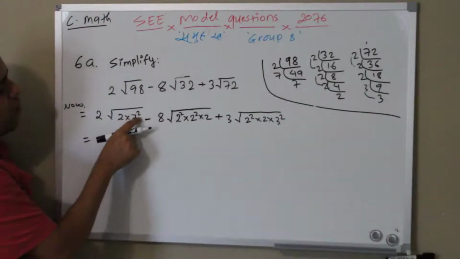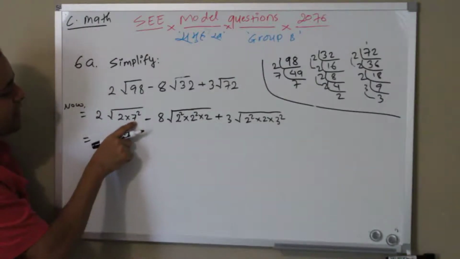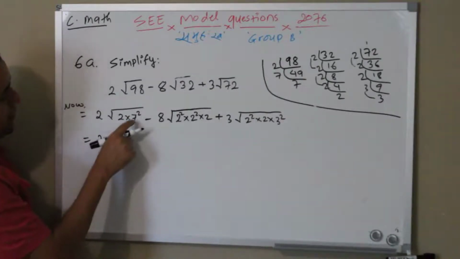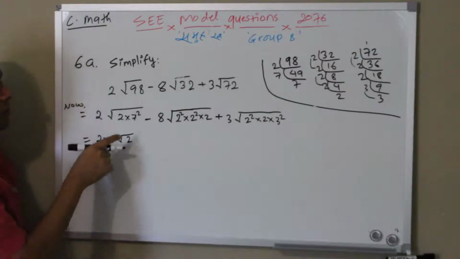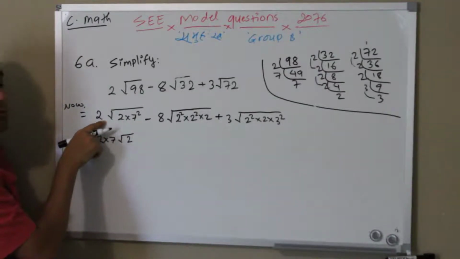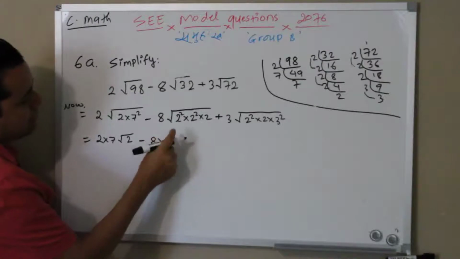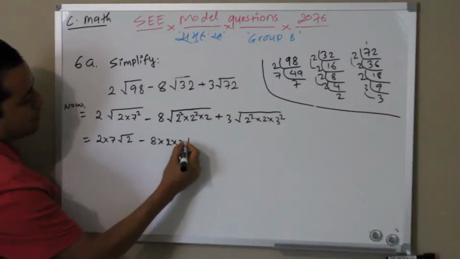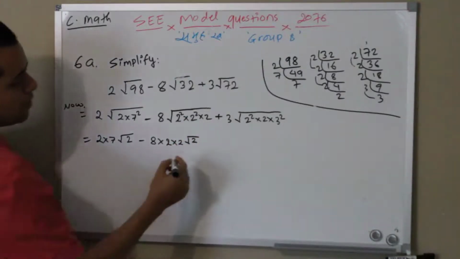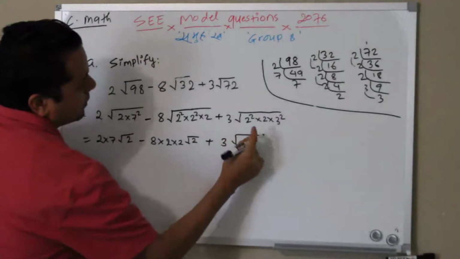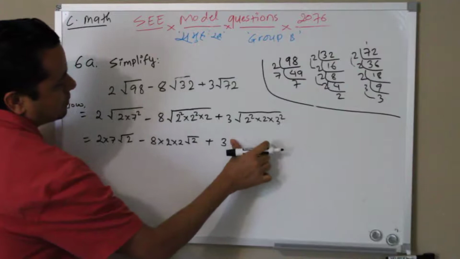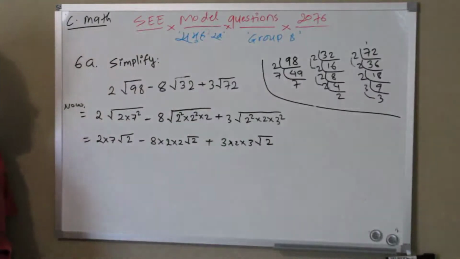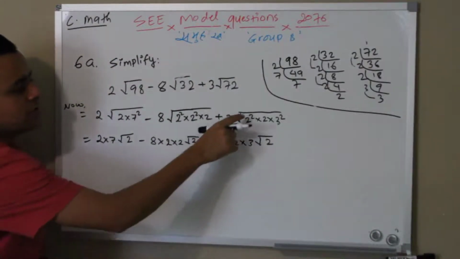Since the square and square root cancel out, I can take out that 7 all the way out. 2 times 7, square root of 2. Look at here. Square and square root cancel out, so we can take out the 7 outside of the root. Minus 8 times this 2 also comes out. Again, this 2 also comes out. So square root of 2 plus, same notion here, 2 and 3 come out. 2 times 3 square root of 2, when I take out 2 and 3 outside of the square root, because they cancel out.